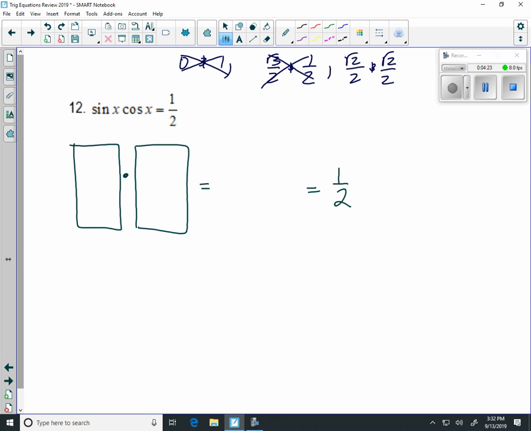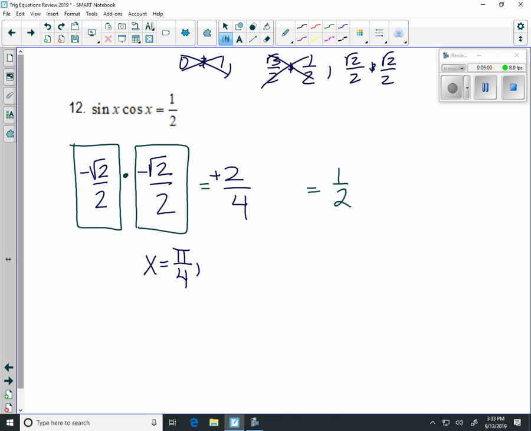So let's look at radical 2 over 2 times itself. Radical 2 times radical 2 is just 2. 2 times 2 is 4, and that is 1/2. That pair happens at pi over 4. Now, what else is going to make that happen? Because there's another spot. 2 positives are going to multiply to 1/2, and so are 2 negatives. A negative times a negative is a positive. So pi over 4 works.